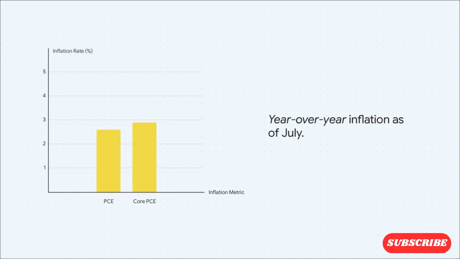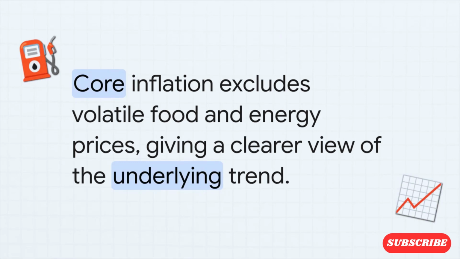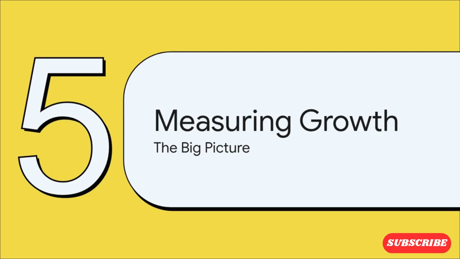So when you're looking at inflation, you'll often see two numbers. Right here, we have the main PCE at 2.6% for the year, and then something called core PCE, which is a little higher at 2.9%. So what's the deal? What's the difference? Well, core simply strips out the prices of food and gas. Why? Well, because those prices can swing like crazy from month to month because of things like weather or global politics. So by removing them, economists feel like they get a much clearer, more stable signal of the underlying inflation trend in the economy.